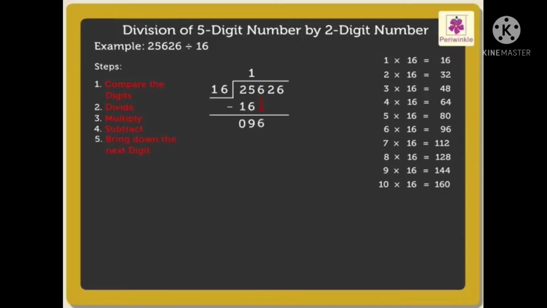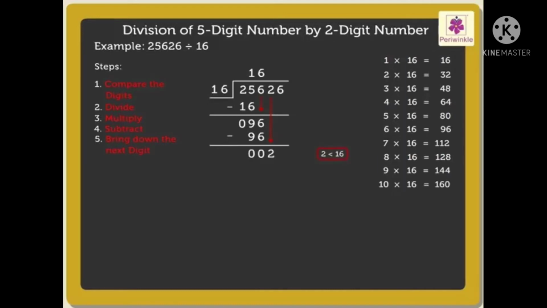After bringing down the digit, we again compare 96 and 16. Here, 96 is greater than 16. So, we can divide 96 by 16. As we know, 16 into 6 is equal to 96. Write 6 in the quotient and subtract 96 from 96 to get 0. Now bring down the next digit, that is 2.